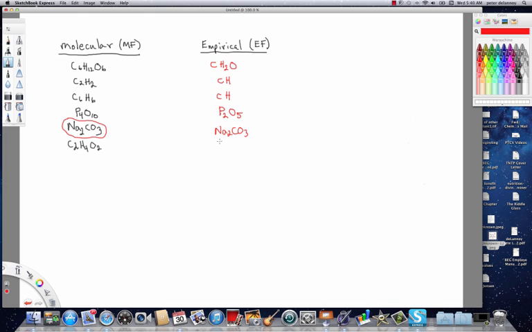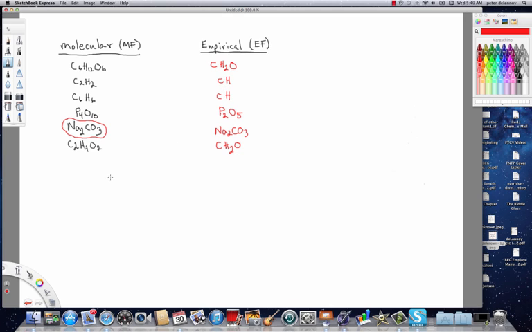So for an ionic compound, most of the time, the empirical formula equals the molecular formula. And then finally we have acetic acid, whose empirical formula is CH2O. And you can see that glucose and acetic acid have the same empirical formula. Acetylene and benzene have the same empirical formula.